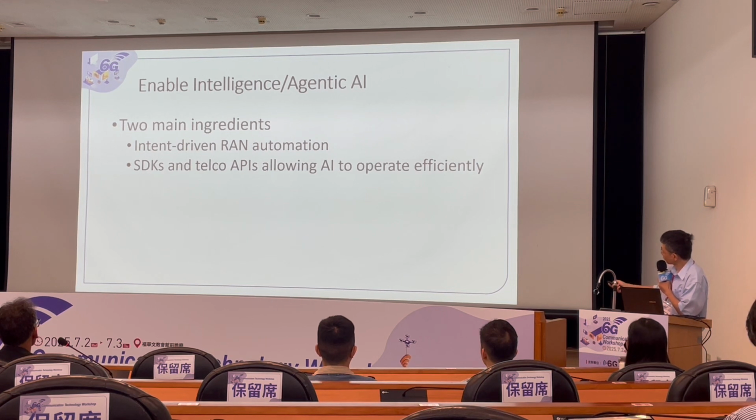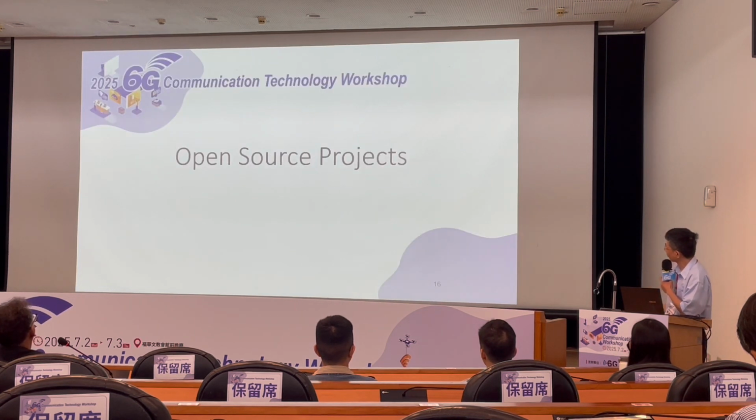There are two main ingredients to enable intelligent AI-RAN. One is intent-driven RAN automation. Another one is the SDK and the telecom API. This is quite important now, since everybody needs a common API to address data.